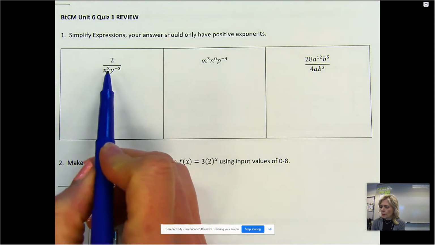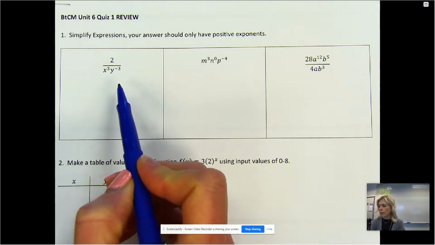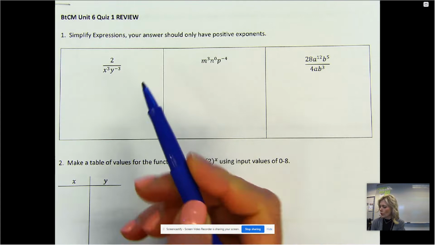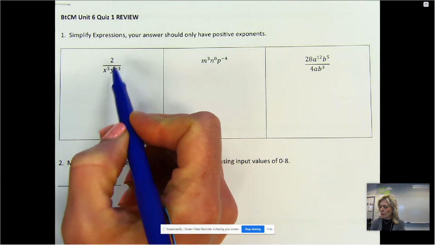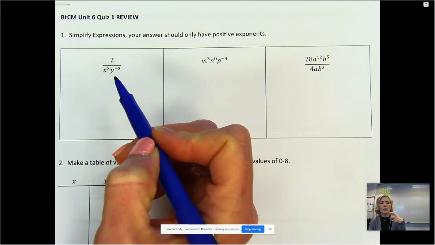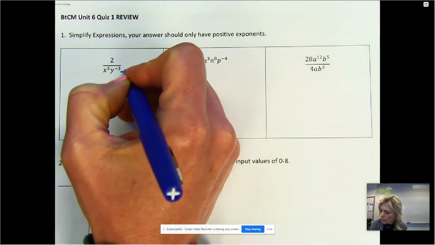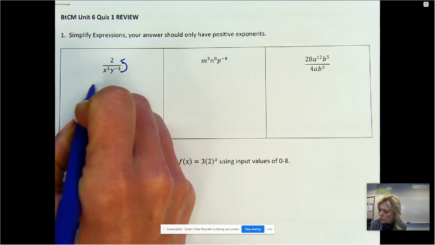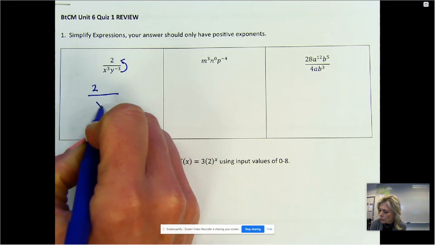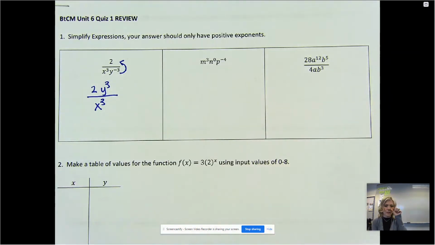So on the first one here, when we're simplifying something like this, we're just looking for common factors between numerator and denominator, and there aren't any common factors. The only thing that we can simplify is this y to the negative 3. So whenever something has a negative exponent, you can always move it to the other side of the fraction to make it positive. And so we would just move the y. So the 2 stays there, and then we have x to the third left on the bottom, and y to the third comes to the top. And by switching sides of that fraction bar, it becomes positive.